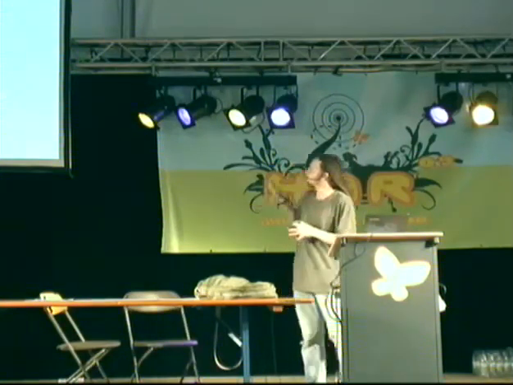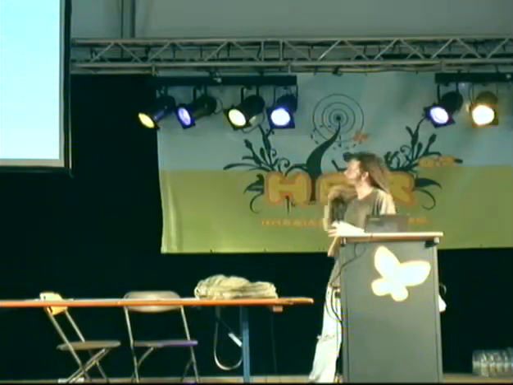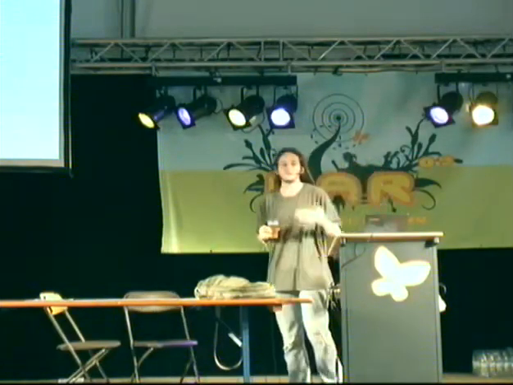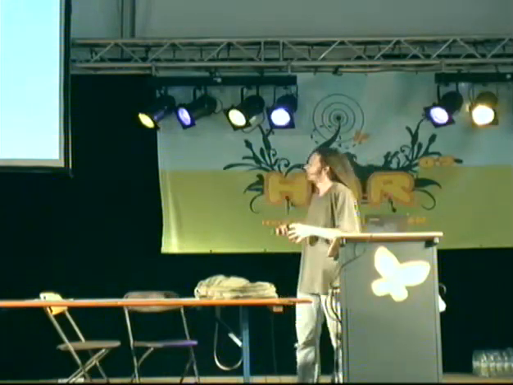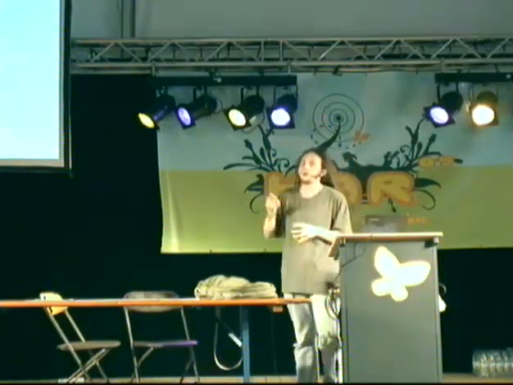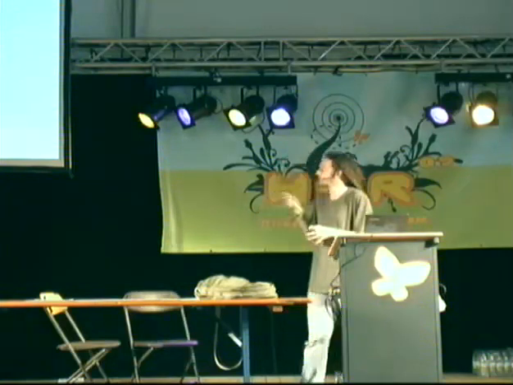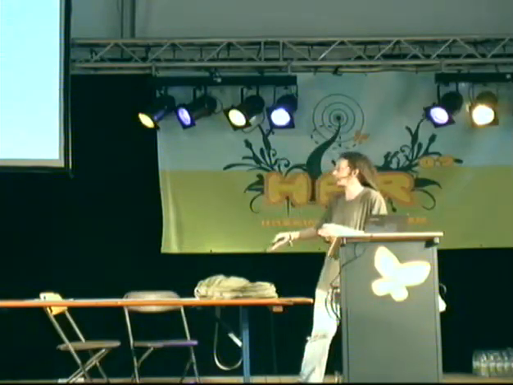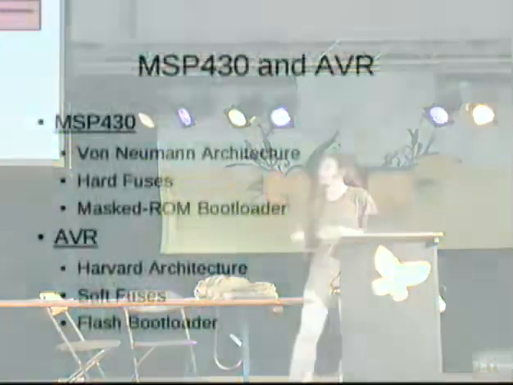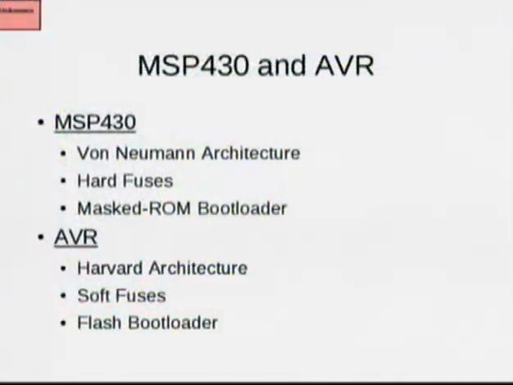So the MSP430 is a von Neumann chip with hard fuses and a masked ROM bootloader, which means that when you capture this chip, there's an actual wire in it that breaks to secure it. And this locks you out of the JTAG port. So the other routes in are through attacking software or through attacking the bootloader.